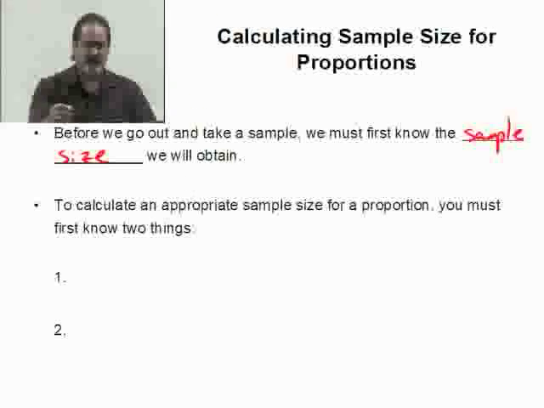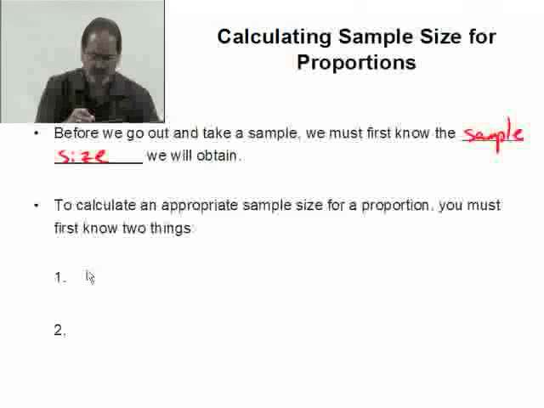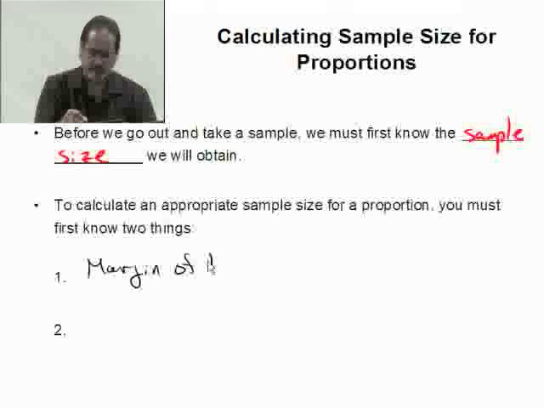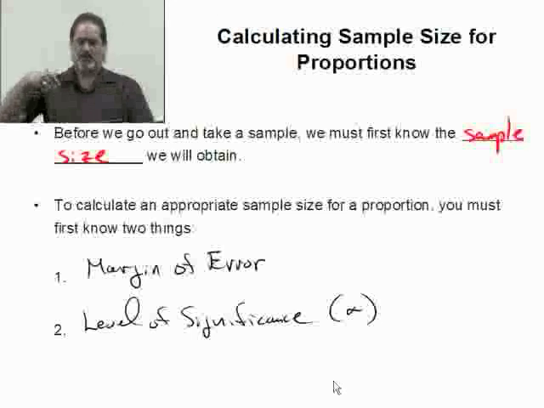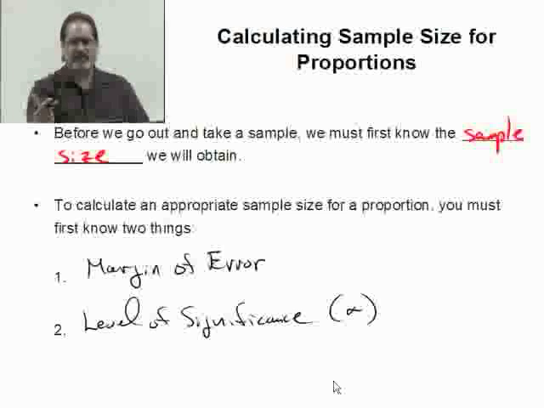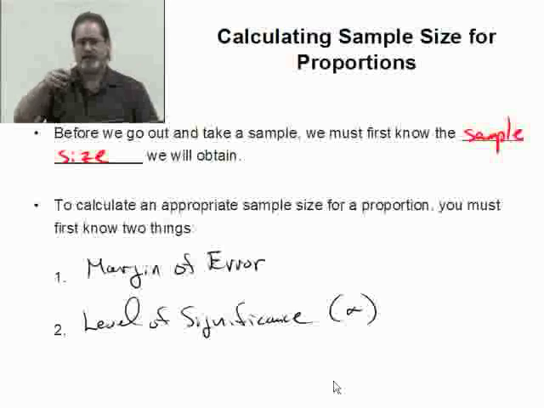Now, in order to calculate the sample size, we need to know two things. The first is the margin of error, and the second is a level of significance. Remember, that's alpha. So if I have a 2% level of significance, 1 minus 0.02 is 0.98, I'm going to build a 98% confidence interval.